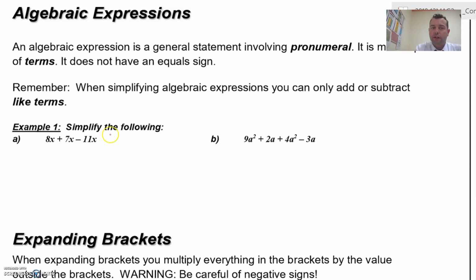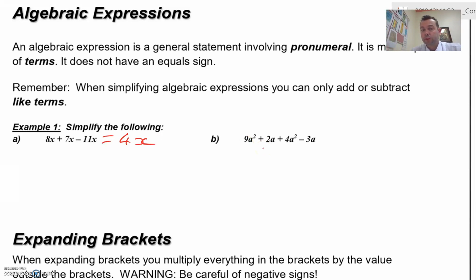Right, all of those are like terms, so I can add and subtract them, which is going to leave me with 4x. Okay, just like that, because all of those are x terms. Look at the second example here.